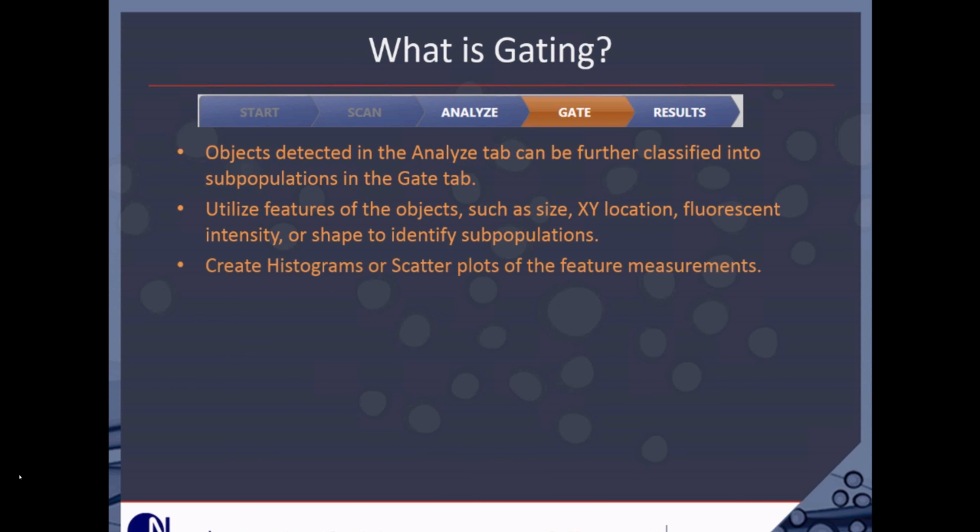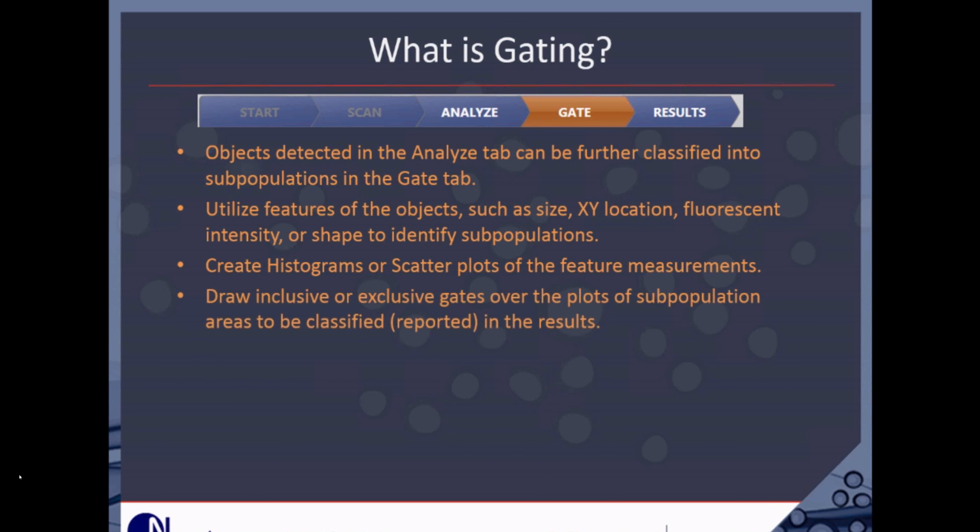So what kind of graphs can we create? We can use histograms, which is a one-dimensional plot, or we can use scatter plots, which is two-dimensional. So two parameters or two features, and then plot them according to those measurements. And you can create more than one. You can have as many graphs as you want. You just have to select the classes.